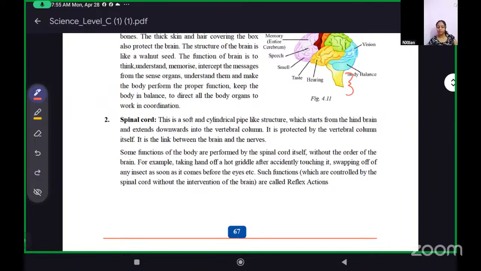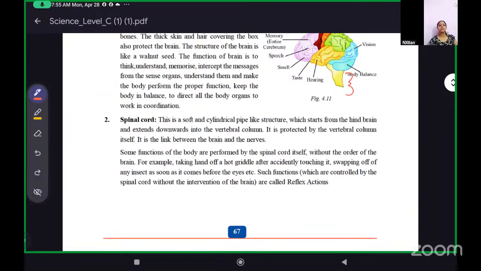It is a link between the brain and the nerves. Some functions of the body are performed by the spinal cord itself without the order of the brain. For example, taking the hand off a hot griddle after accidentally touching it, or swatting off any insect as soon as it comes before the eyes, etc.